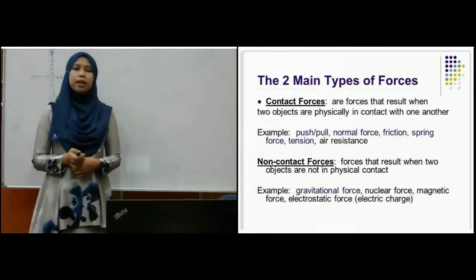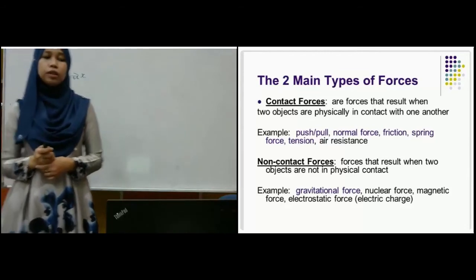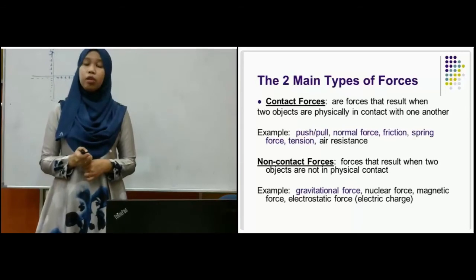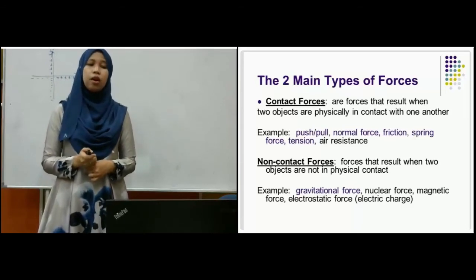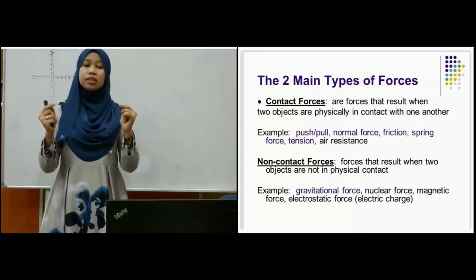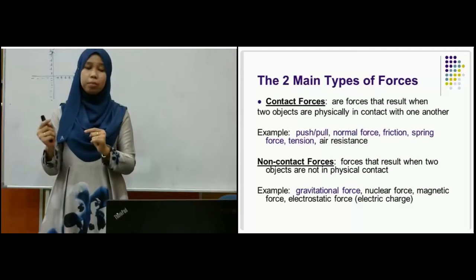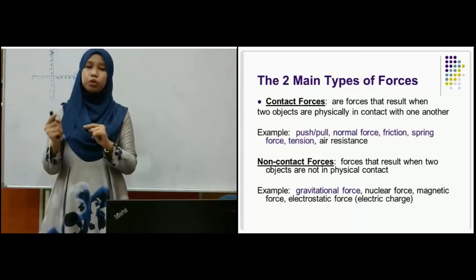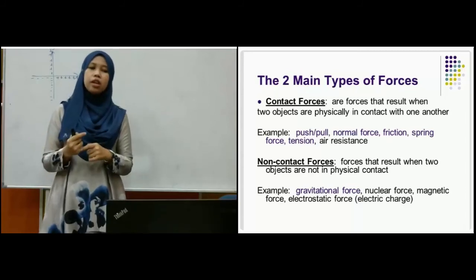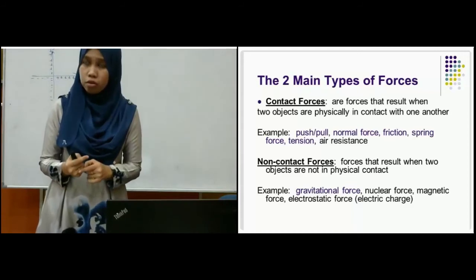Okay, two main type of forces that you have to understand. We have contact force and we have non-contact force. So what is contact force? Contact force are forces that result when two objects are physically in contact with one another. For example, push, pull, normal force, friction, spring force, tension, and air resistance. That one we call contact force.